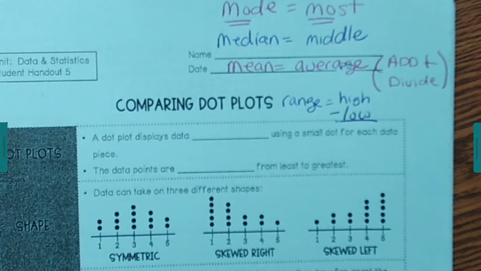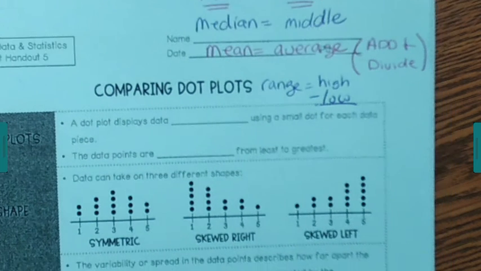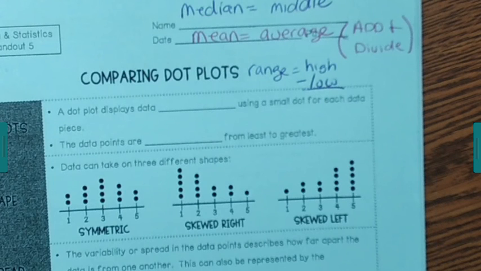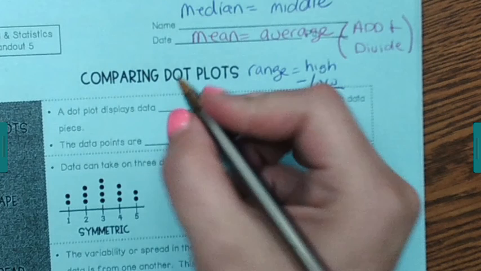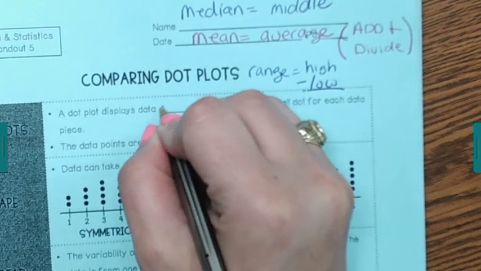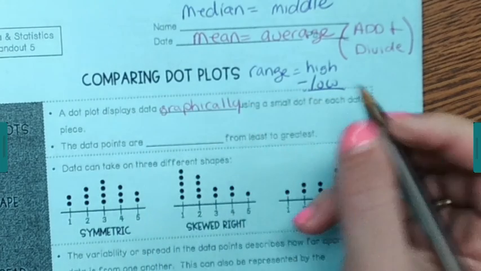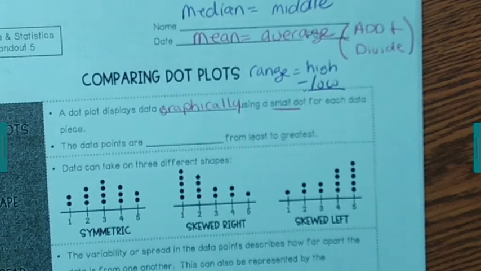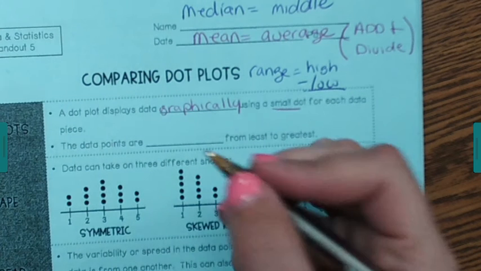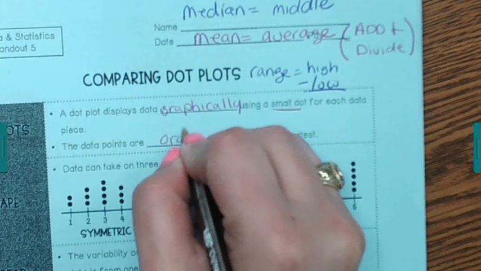Like I said, you already saw dot plots in 6th grade, so most of this is not going to be new information to you. A dot plot displays data graphically. That just means on a graph, using small dots. Each dot represents one person or one thing or one vote or one item. And they are ordered from least to greatest.